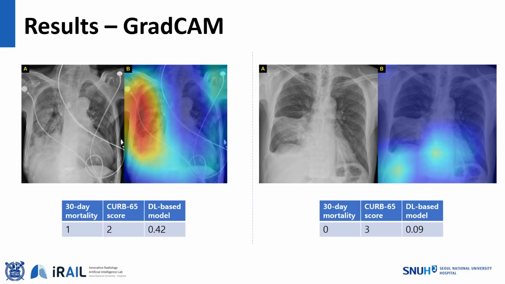Chest radiograph in right figure shows an area of consolidation involving the right lower lung field with right pleural effusion. The risk of 30-day mortality predicted by deep learning model was 9%, and the Grad-CAM shows that the prediction of the model was not influenced by the area of pneumonia in chest radiograph. The CURB65 score of the patient was 4. The patient survived 30 days after the diagnosis of pneumonia.